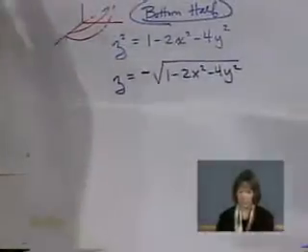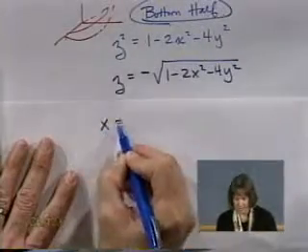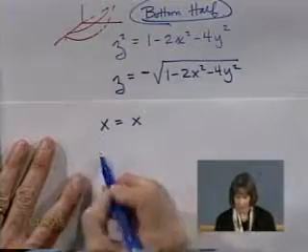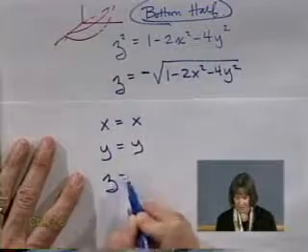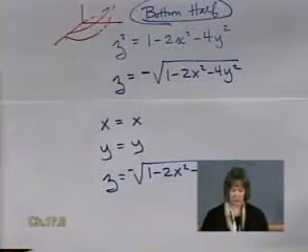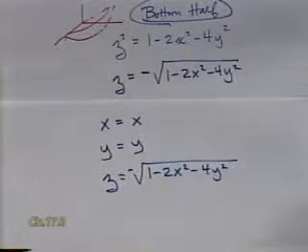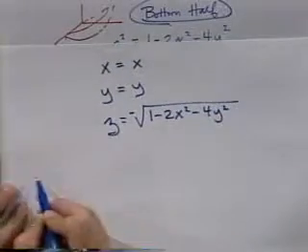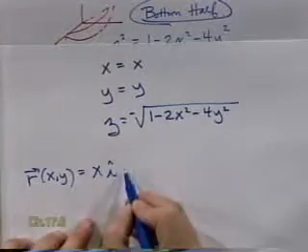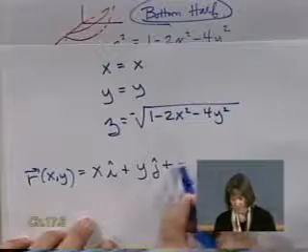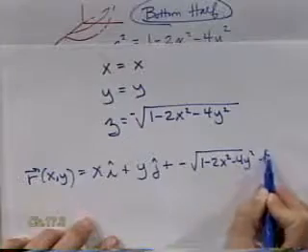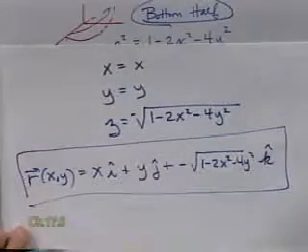Why don't we, for our parametric representation for this surface, let x be x. I mean, you could let x be u if you wanted to, but I figure why not use x, right? Let y be y. And let z be minus the square root of 1 minus 2x squared minus 4y squared. Okay? If you wanted to write this as a vector, you could say r of x, y is equal to x times i, because that's your x coordinate. Your y coordinate is y times j, plus minus, I should have said minus, but that's okay, 1 minus 2x squared minus 4y squared times k. And that's a parametric representation of your football.